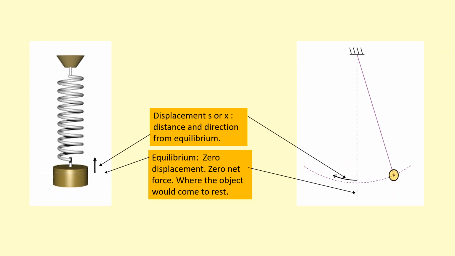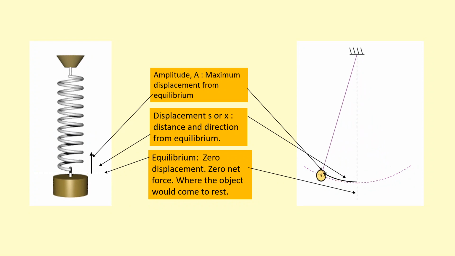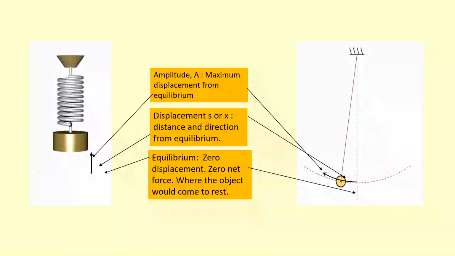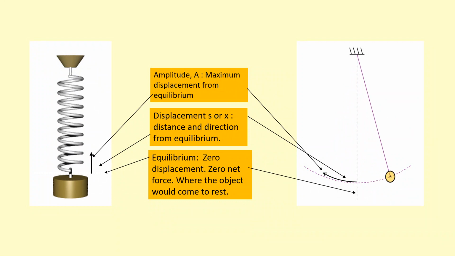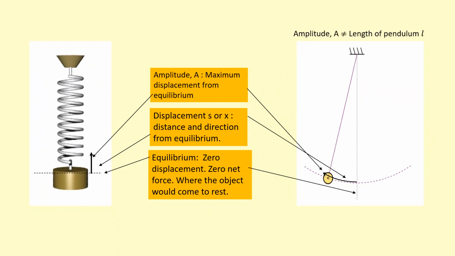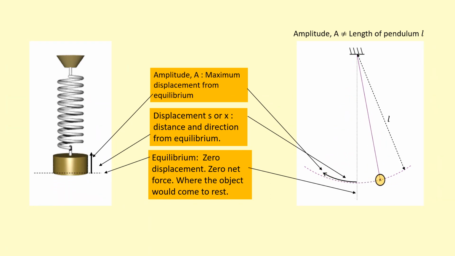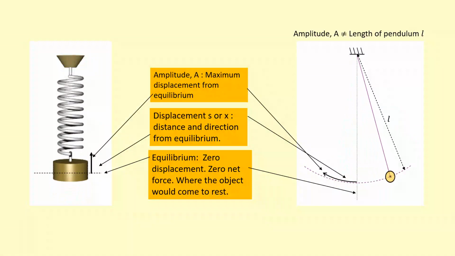Okay, then we've got the maximum displacement from the equilibrium, and that's amplitude, and that's given the capital letter A. With the simple pendulum, we can't mistake the amplitude of the displacement from the equilibrium and the length of the pendulum itself. That's a common term that students get mixed up. Those are two different things.